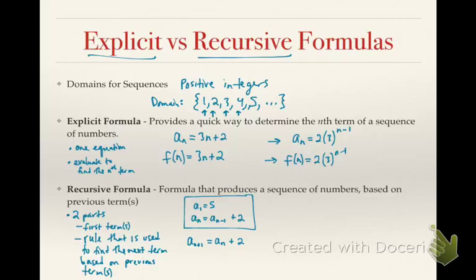You could also see it with function notation. So you could say, for instance, f of 1 is equal to, let's say, 7. And let's say I want the rule to be multiply each term by 5. Then I would determine the nth term as 5 times the previous term, which is going to be f of n minus 1.